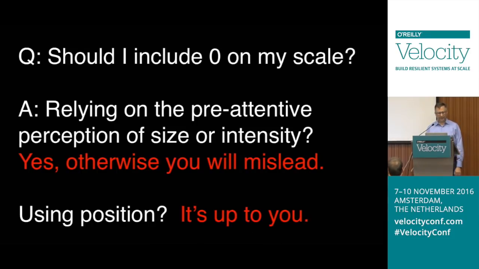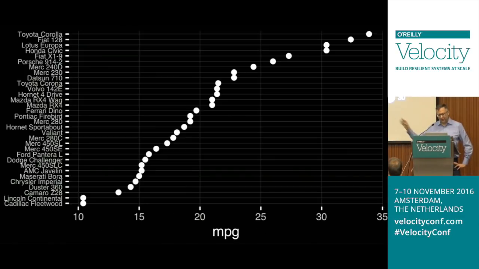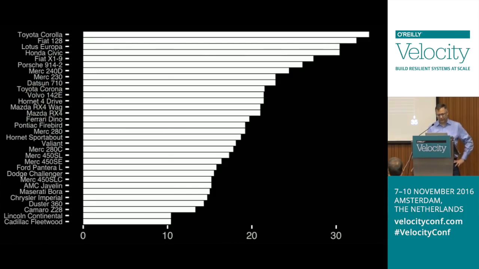Here's the truth, as compact as I can make it. If your encoding relies on intensity for accurate estimation, then you have to include 0 in your scale. If, on the other hand, you're using position, it's up to you. So this is the saturation chart before, relies on pre-attentive judgment of intensity of saturation, so it has to go to 0. Same deal with area. With the dot plot, I'm using position. I'm free to clip the y or the x-axis at 10. In fact, it's a good idea to do so because it gives you more resolution.